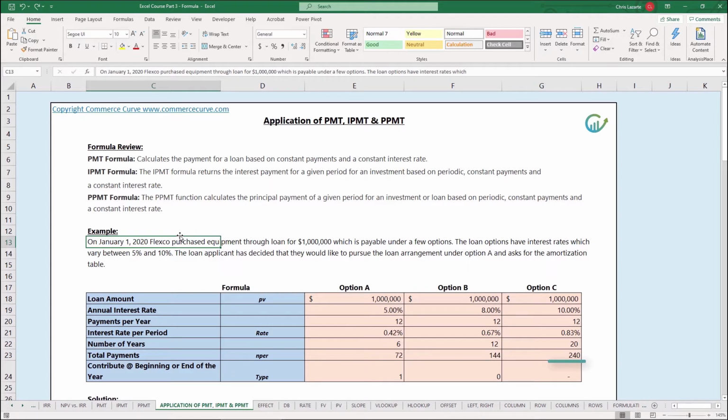When we're running the mathematics for interest payments and amortization schedules, we want to be cognizant of whether the payments are occurring at the beginning or the end of the period. 0 is used if the payments are due at the end of the period. In option A, it's due at the beginning of the period. In option B and C, it's due at the end of the period. So let's take a look at our solution here.